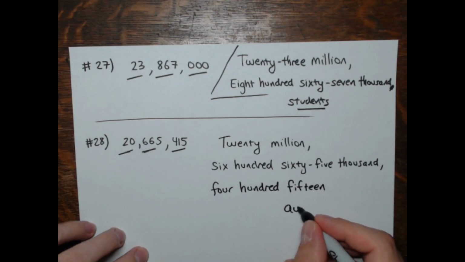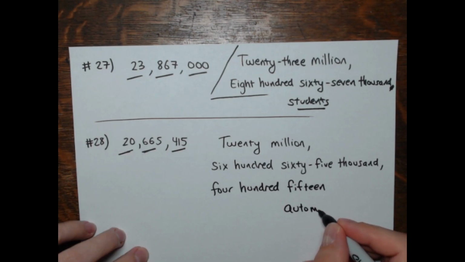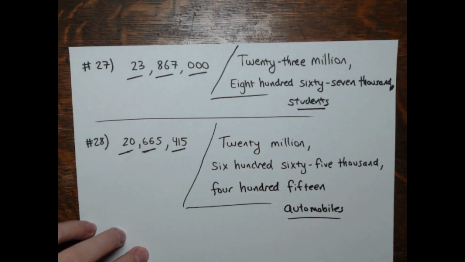All right, and this was registered automobiles. I'll just put automobiles for the units. And there's your number written out in words. Okay, great.